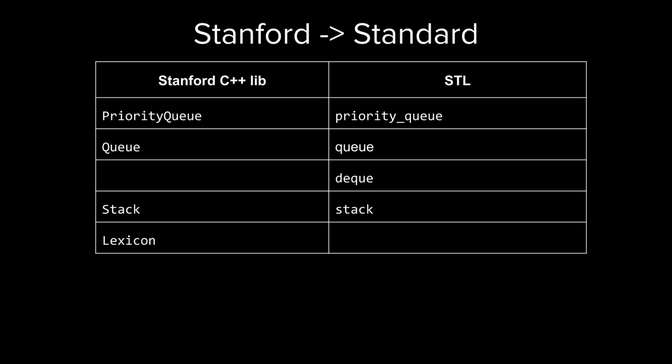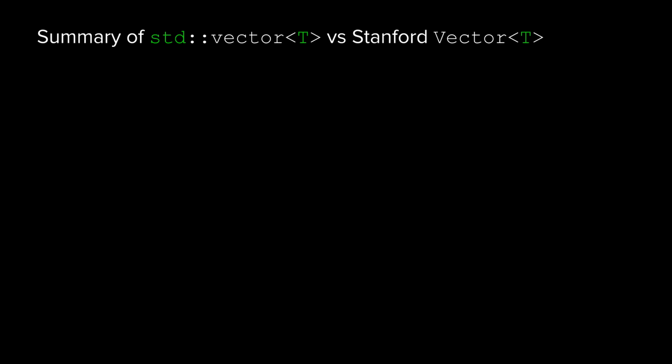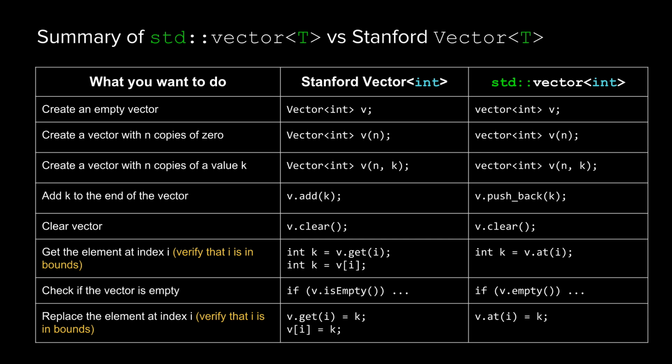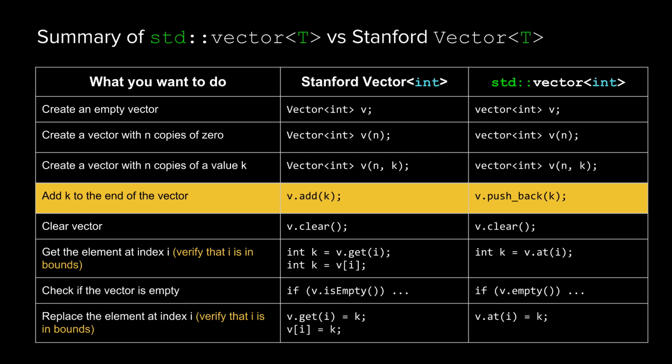There are some method differences too, but they aren't huge. I have a reference here if anyone wants to look at it in their own time. So we have Stanford vector on the left, standard vector on the right. Everything looks the same except this. Instead of calling .add to put something at the end, we call .push_back because you're pushing to the back of the vector.